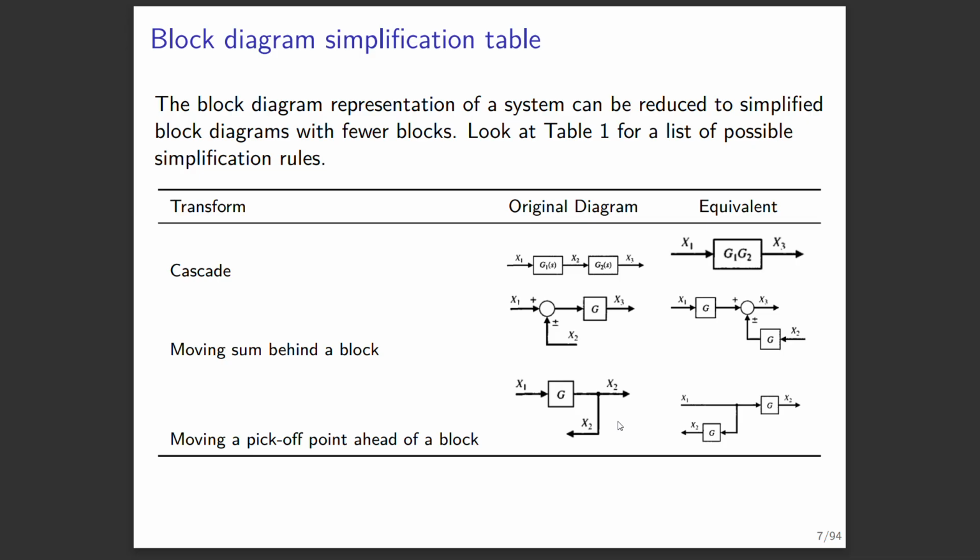The blocks that we show systems with can then be simplified in these relationships. So if we have two blocks that are cascaded, for example, if I have G1 of S and G2 of S, I can write them down as G1 times G2.